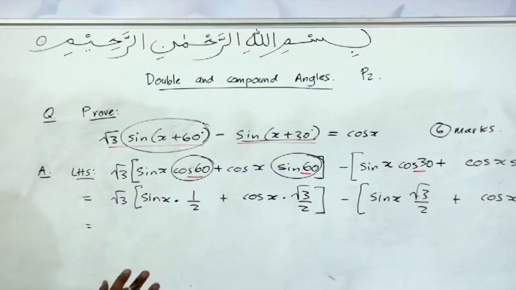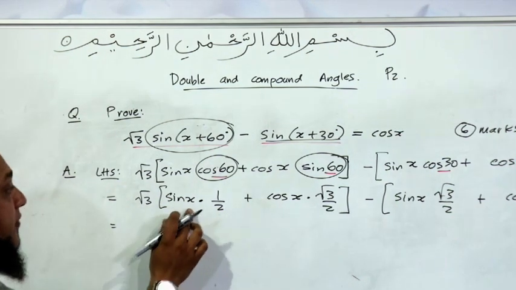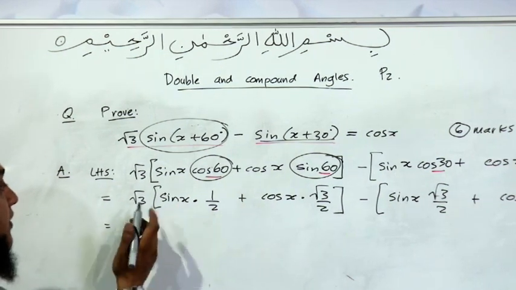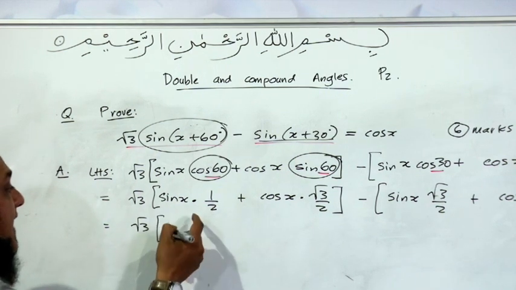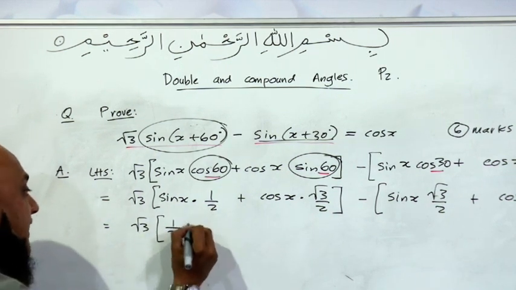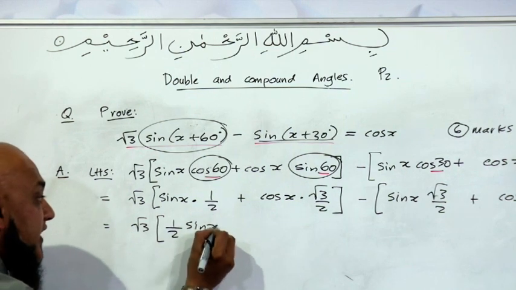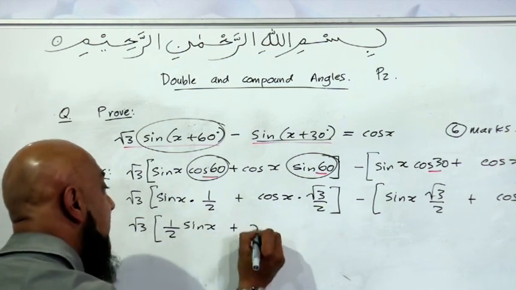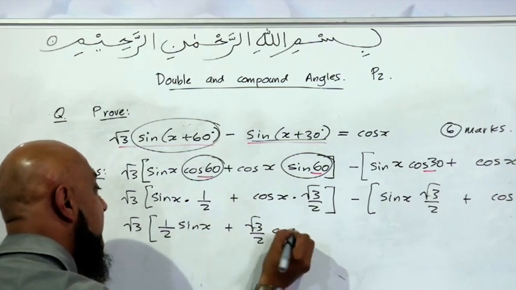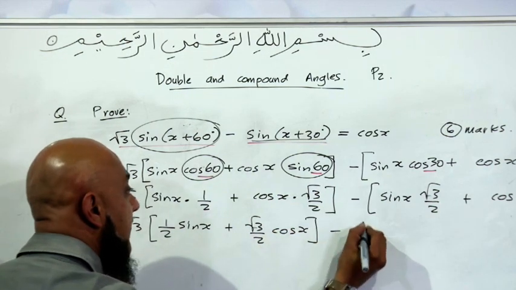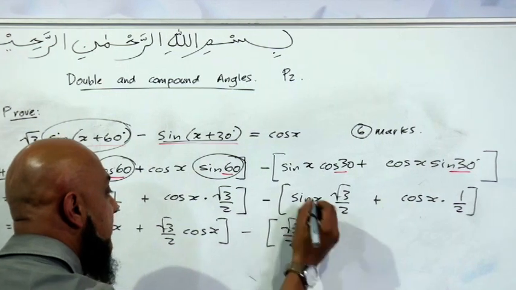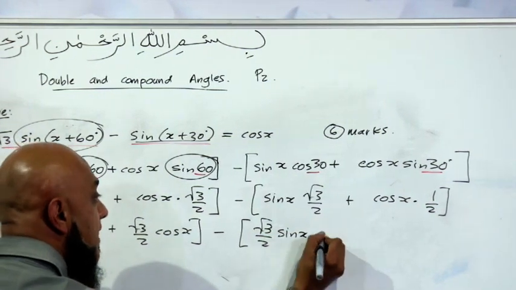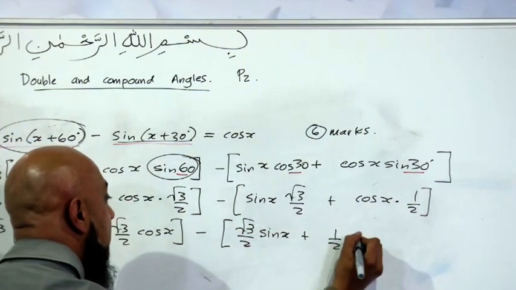Now, this is pure algebra. In fact, what we can do, we can say root 3 into sine x times a half. We can say half sine x. I'm just rearranging it so it makes it easier for us to work. Plus root 3 over 2 cos x, minus, we now have root 3 over 2 sine x plus a half cos x.